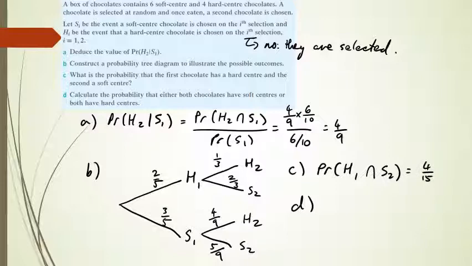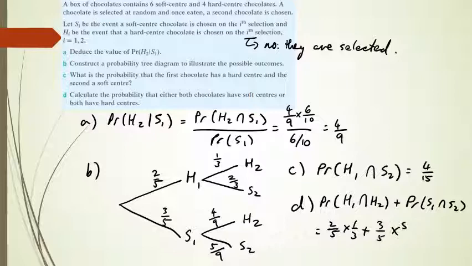Okay, calculate the probability that either both chocolates have soft centers or both have hard centers. So we want the probability of hard and hard, and also soft and soft. So hard and hard is 2/5 times 1/3, and then soft and soft would be 3/5 times 5/9. So that should be 2 out of 15. Sorry, the bell's really loud. 2 out of 15 plus 1/3, which then gives us 7 out of 15.